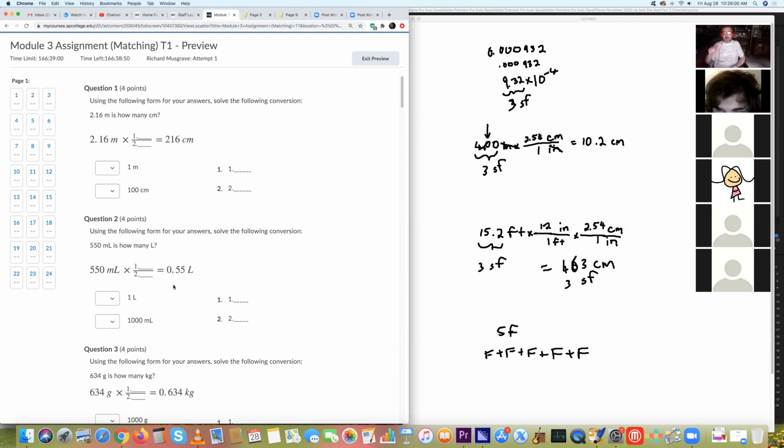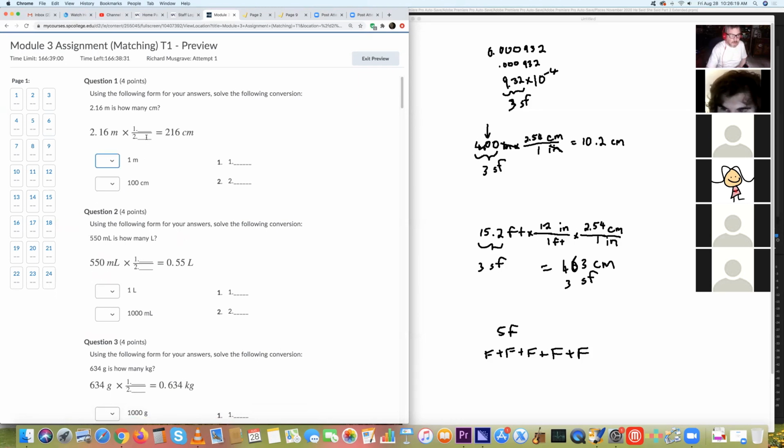But there are videos for every single one of these questions. It's in the same folder, videos, assignment question videos or something like that, or videos for assignment 3. So that's what you'll be using. Now these are just matching. So if you've got 1 meter, 100 centimeters, we know that the 1 meter goes on the bottom, so that's going to be 2, and that's going to be 1. That's how you'll do it.